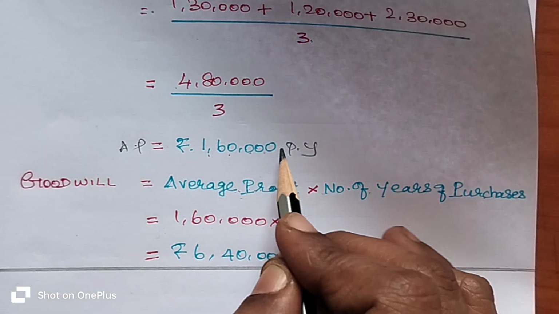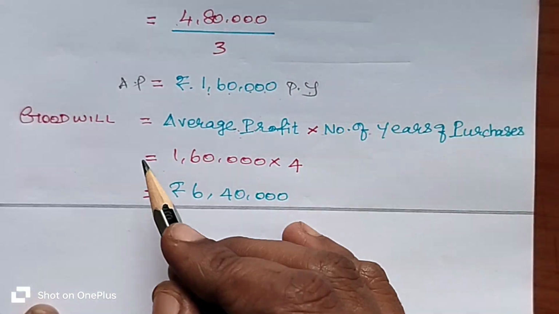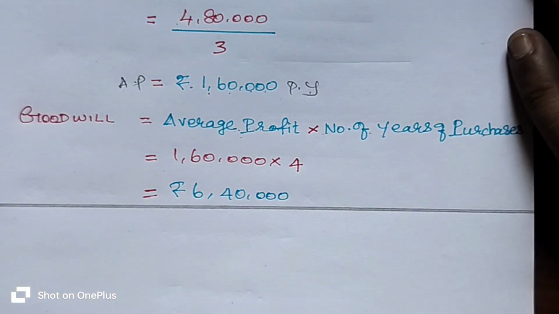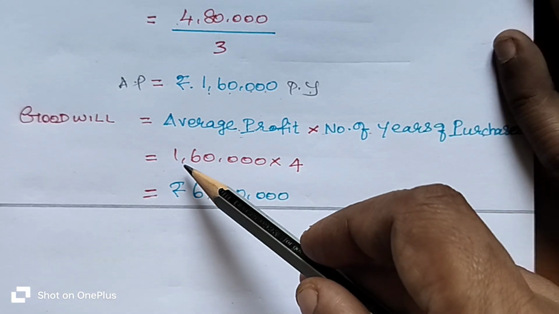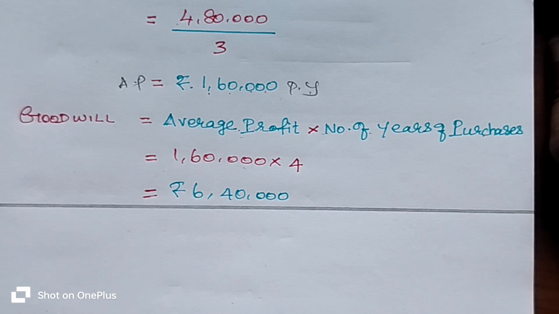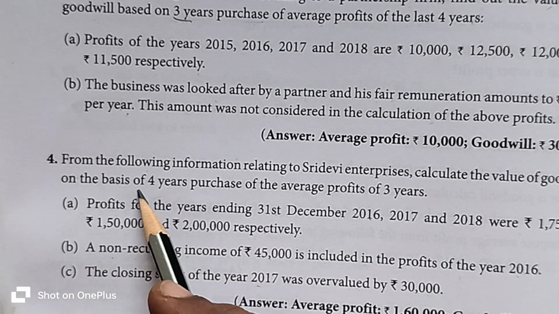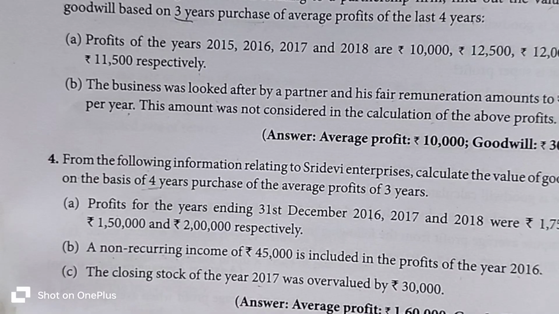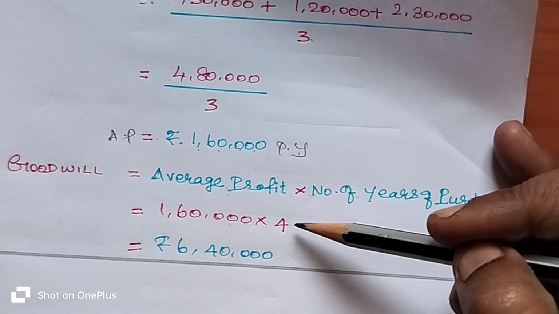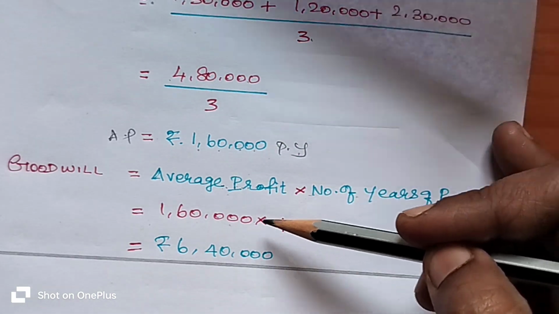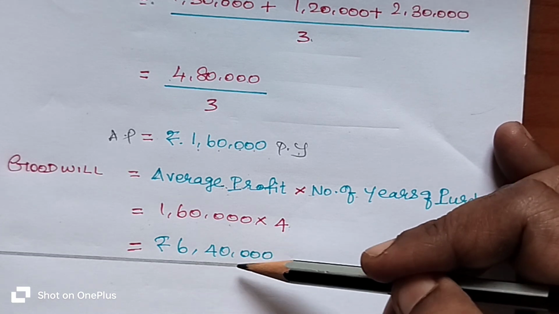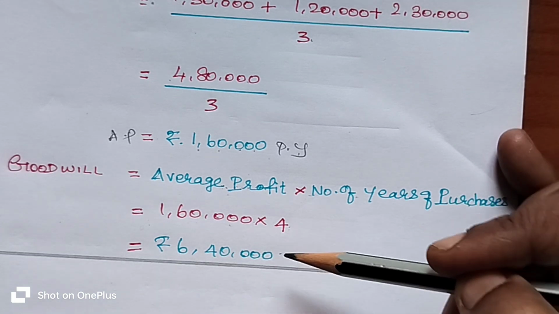What is the format for goodwill? Average profit into number of years of purchase. The average profit per year, which we just found, is 1 lakh 60,000 rupees. What is the number of years of purchase given in the question? The number of years of purchase is 4 years. So the average profit per year is 1 lakh 60,000 rupees, multiplied by 4. After multiplying 1 lakh 60,000 into 4, you will get 6 lakh 40,000 rupees. So the value of the goodwill is 6 lakh 40,000 rupees.